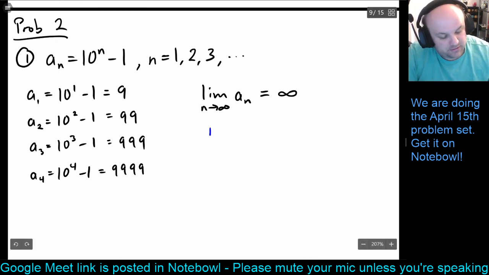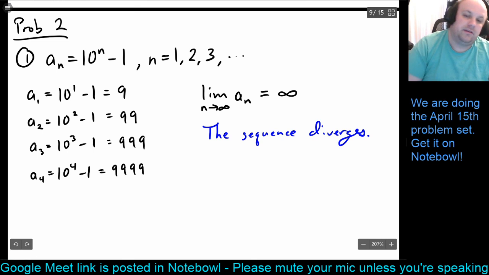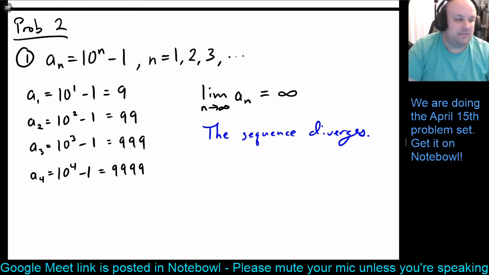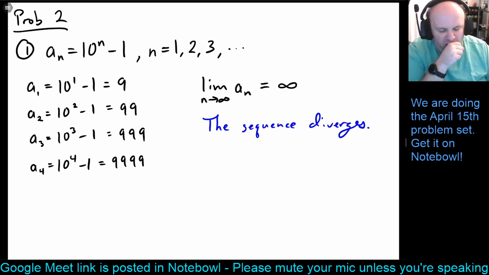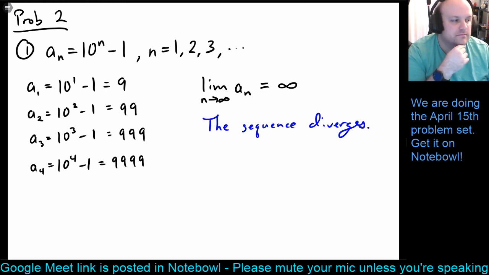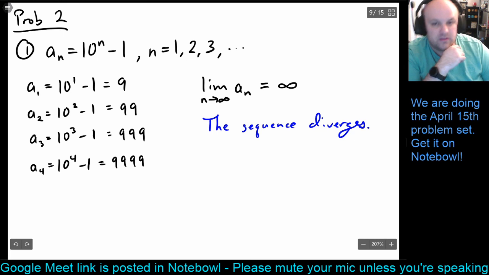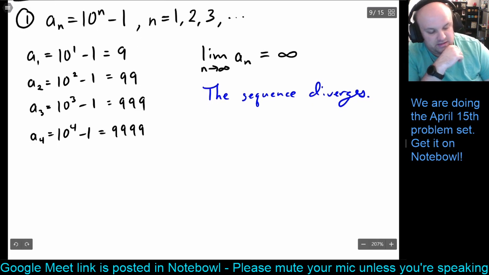And so we would say here that the sequence diverges, because that limit is basically anything other than an actual finite number, so the sequence has to diverge. Right, any questions about that? Awesome. All right, so let's go ahead and look at the next one.